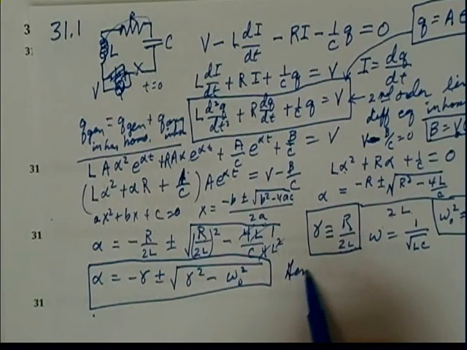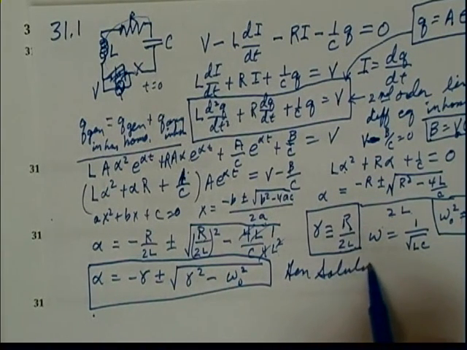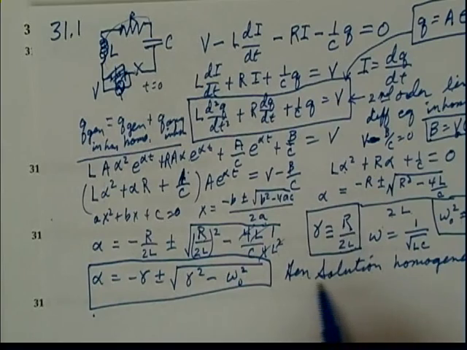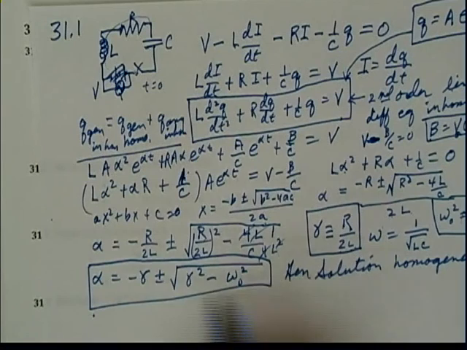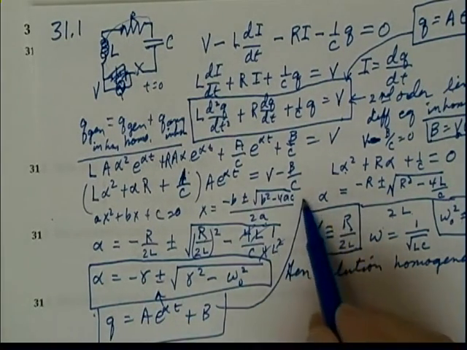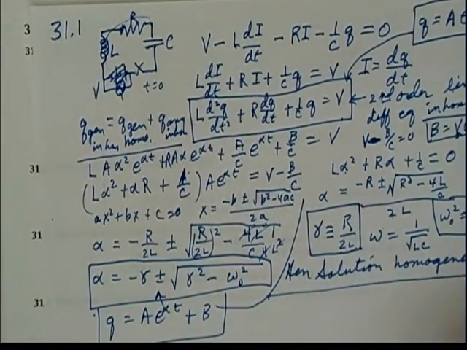This is the general solution to the homogeneous second order linear differential equation up here. And that general solution is given by Q is equal to A e to the alpha t plus B, where alpha is given by this equation and B is given by this term over here.